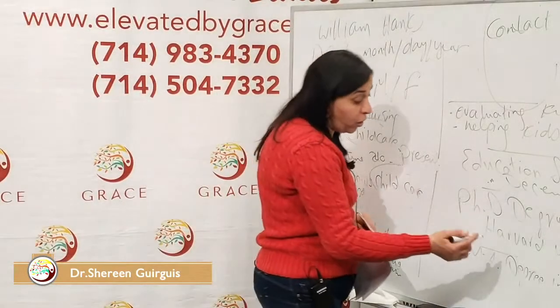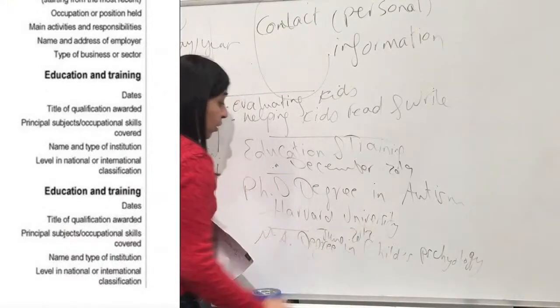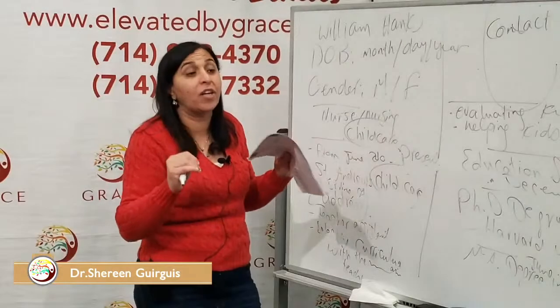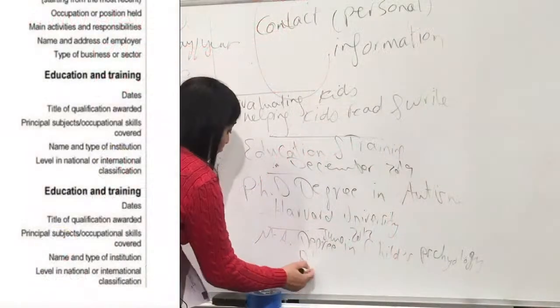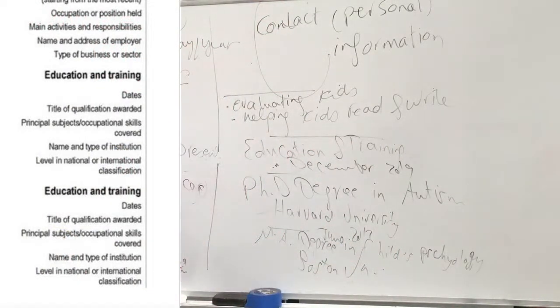For example, it was in June 2012, I got my master's degree in child psychology. What was the institution that granted you this degree? For example, Boston University. Okay, so in this section, again, I'm repeating because I will erase the board. First, you have to put whatever, you can divide the page or just one block.